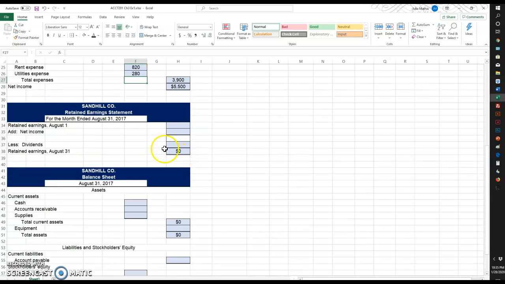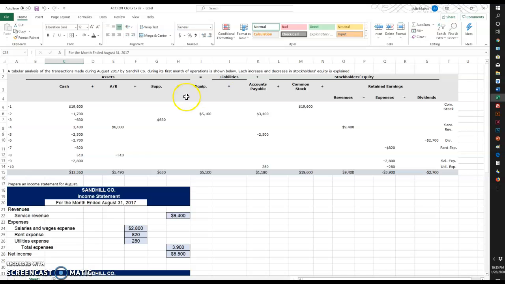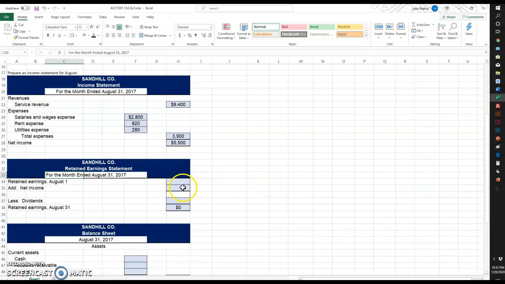Now we're going to come down and do our retained earnings statement again for the month of August. We're going to start by looking to see what our retained earnings were. Well, we just started business, and so there's nothing up here that mentions a retained income. And since we just started business, we've got a retained income of $0. We're going to add our net income from our income statement, which is $5,500.